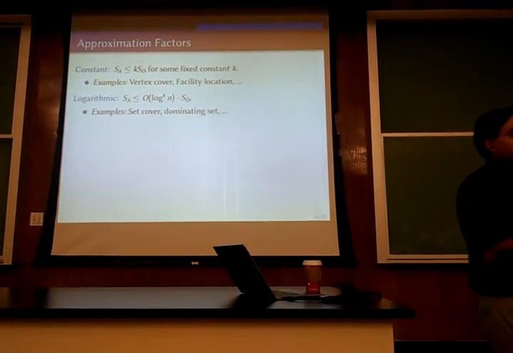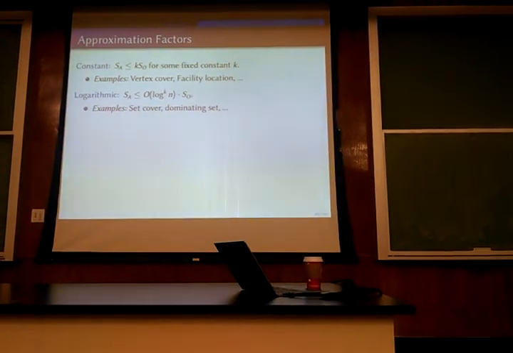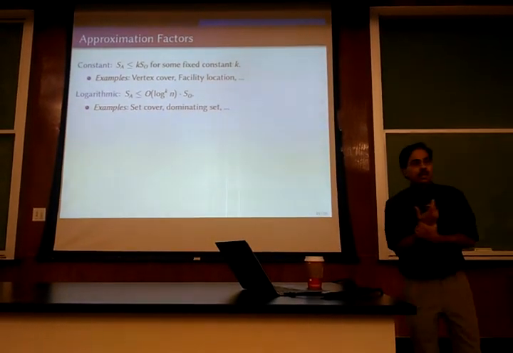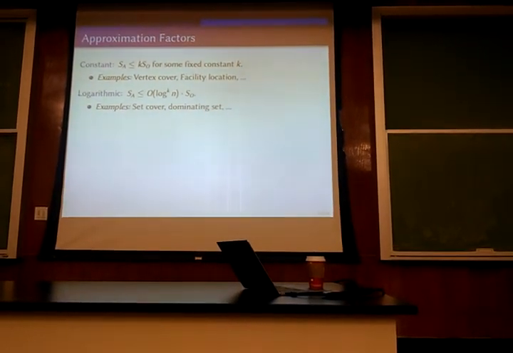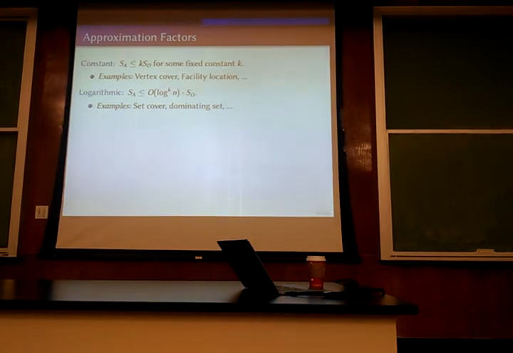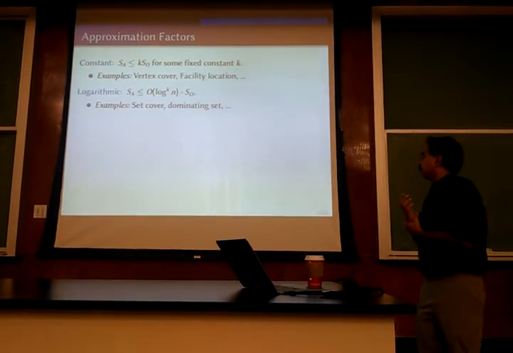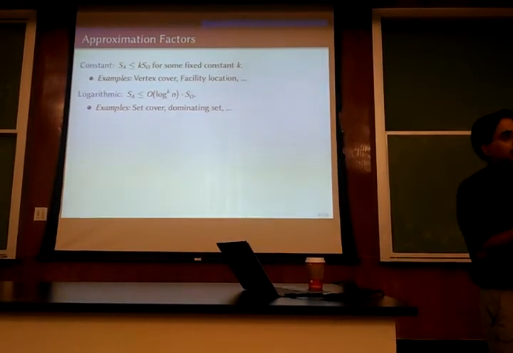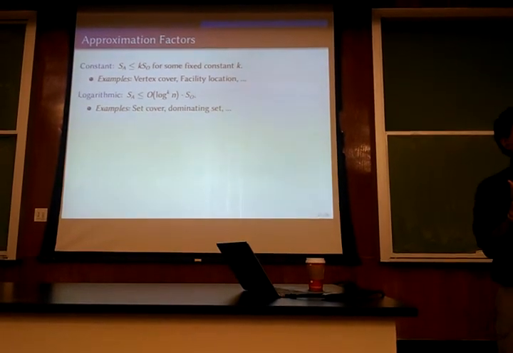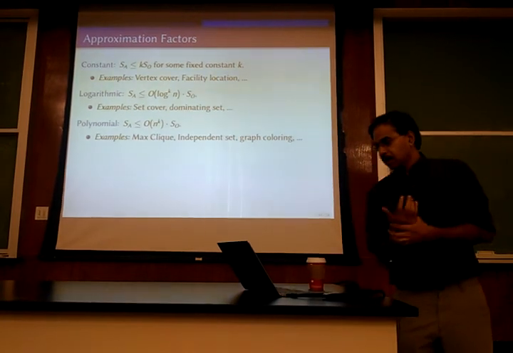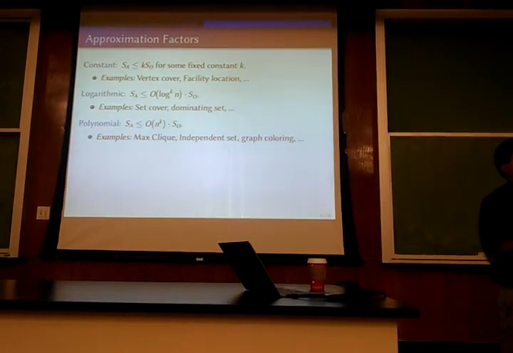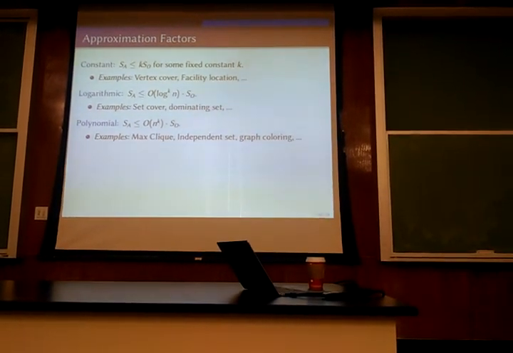So logarithmic factor means, well, it's no longer a constant. It is related to the size of the problem n, but it's not linear, it's logarithmic. Okay, so the approximate solution is more expensive than the optimal solution by a factor which is of the order of log to the power k of n, okay, where k is a constant. Similarly, polynomial means, well, your factor becomes n to the power k. Okay?